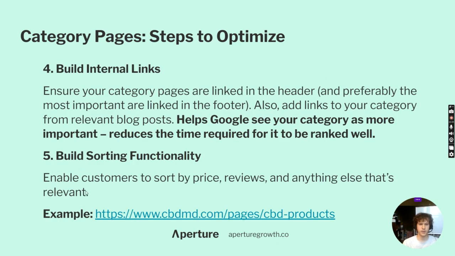Number 5, kind of a bonus, build sorting functionality. Basically just make sure that people can sort the products on the page by lowest price, highest price, reviews, and anything else that's relevant to your products.